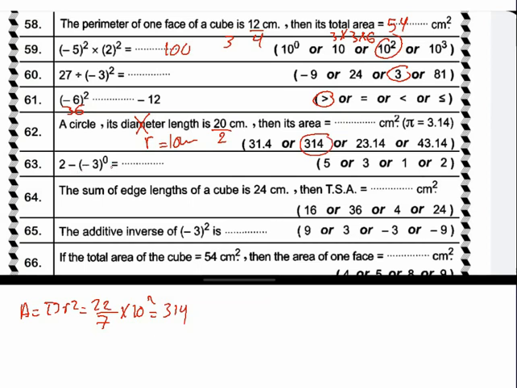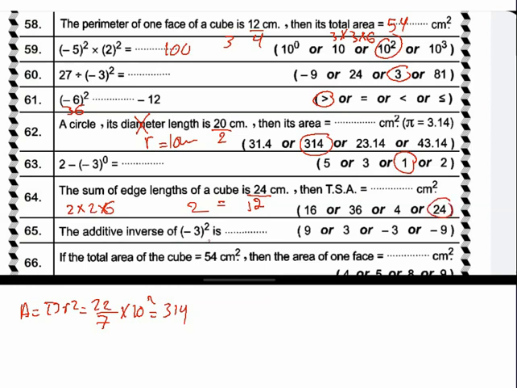By using your calculator, 2 minus 1, it will be... 2 minus negative 3 to the power 0, it will be 1. Yes, by using your calculator. The sum of edge lengths: when you see the sum of edge lengths, divide this by 12, it will be 2. Total area equals 2 times 2 times 6, side times 6, it will be 24.